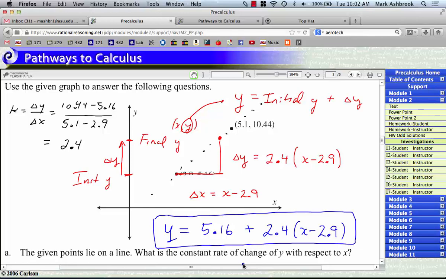Does it make sense? Okay, Top Hat. Get your internet out. Top Hat. Quiz on today's stuff. Hurry, so you have enough time. If you paid attention, it should be easy.